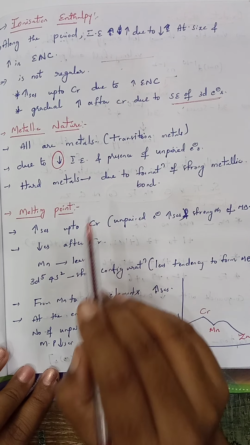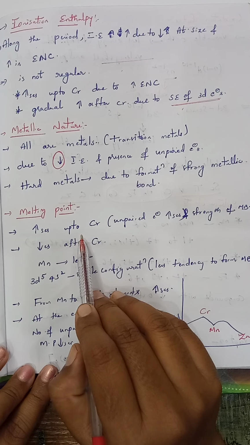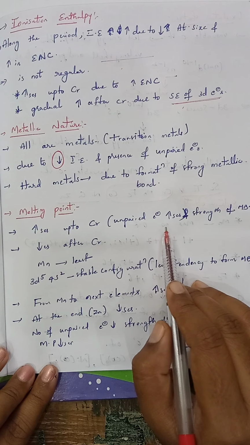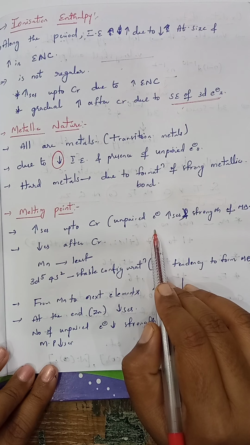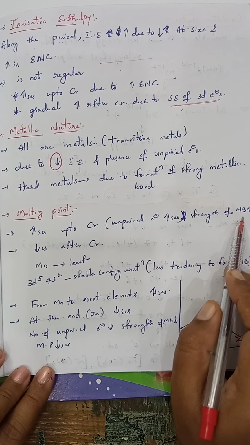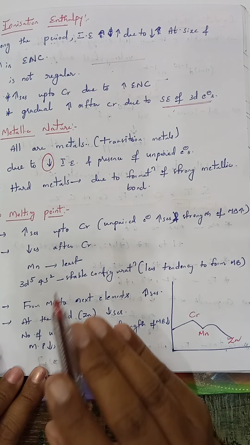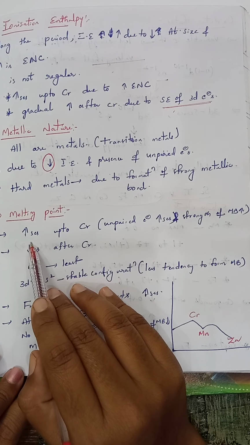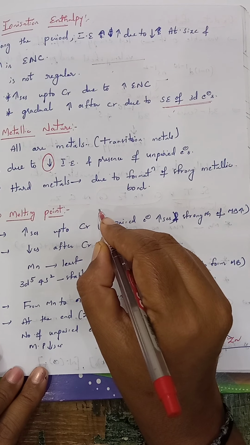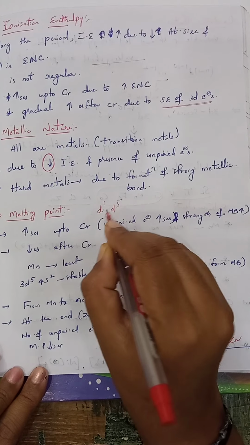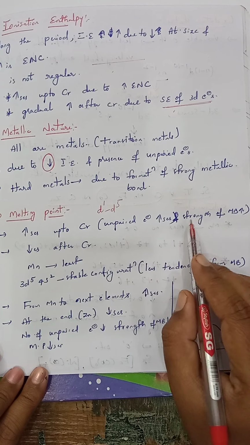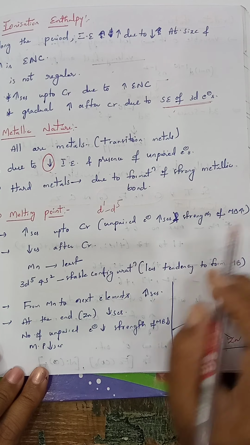Now melting point. If you observe melting point, it increases up to chromium. This is due to containing unpaired electrons. Once the number of unpaired electrons increases, automatically the strength of metallic bond also increases. Listen carefully. Melting points are increased from scandium to chromium, because from scandium to chromium we can see d1 to d5 electrons, which are all unpaired electrons. Once the number of unpaired electrons increases, the strength of metallic bond also increases.